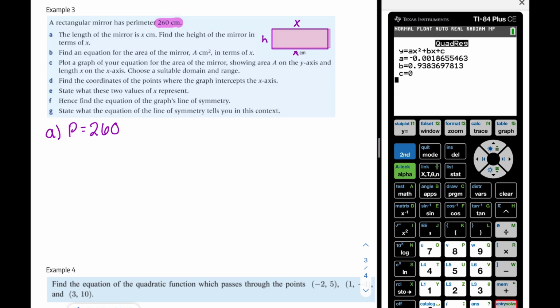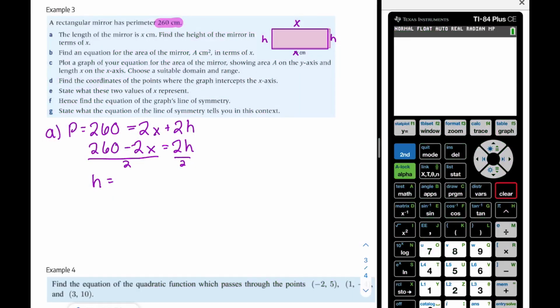So the height, let's represent it as h. Well, we know that the perimeter is going to be 2x plus 2 of the heights. So we can rearrange this so that we have only h on one side. That's equal to 2h. And then we divide everything by 2, and we get that h is equal to 130 minus x. And this is part A.